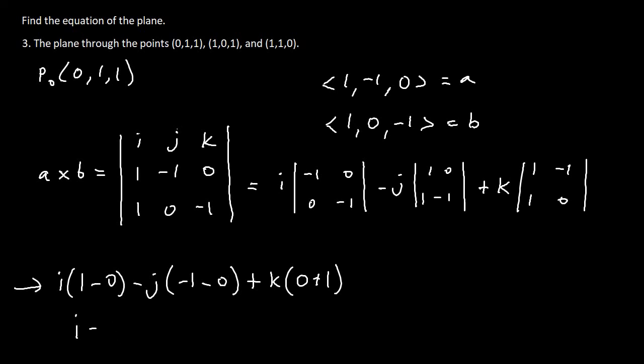And then minus negative 1 minus 0 is negative 1. So negative 1 times J is negative J. So now it's going to become a positive J. So minus a negative is positive. And plus 1 times K, which is K. So that is going to be the normal vector that is perpendicular to the plane. And so if I write that in component form, we can write it as 1, 1, 1.